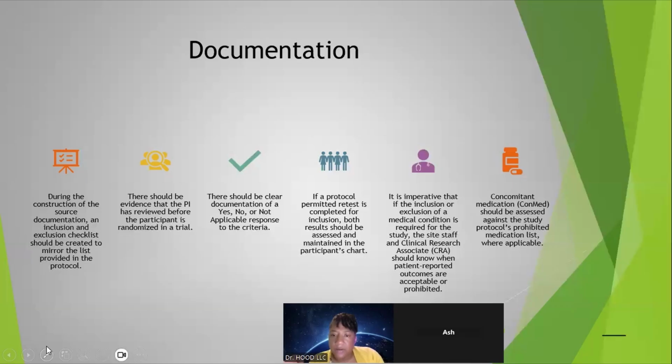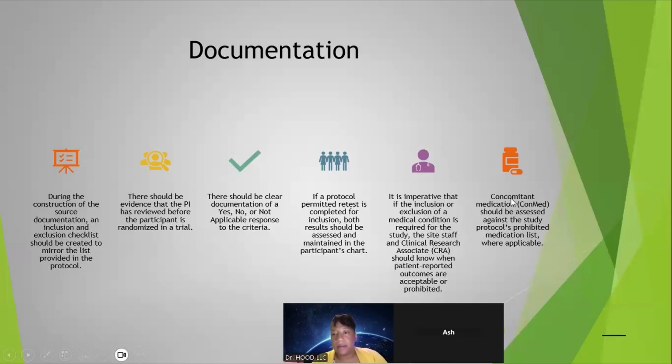The site staff and clinical research associates should know when patient-reported outcomes are acceptable or prohibited. So basically, it's important to know whether you can accept word of mouth, like, yes, I have diabetes, yes, I've had a stroke, or if they want physical medical records. And it's important that not only the site knows that, but the CRA knows that. So even if they create that list with their written medical history and written concomitant meds, we need to know if the sponsor wants to see actual clinical notes associated with that screening visit.